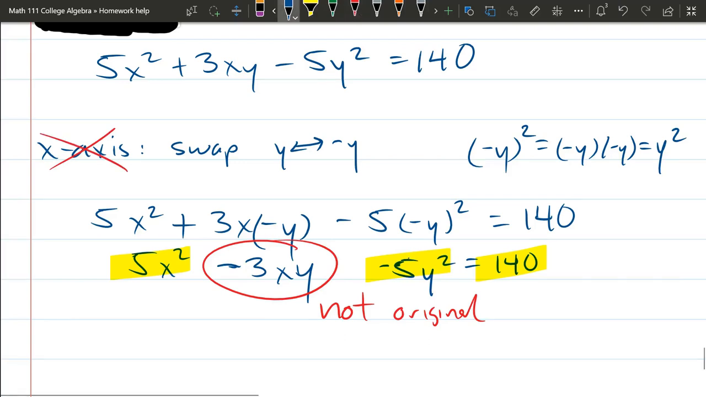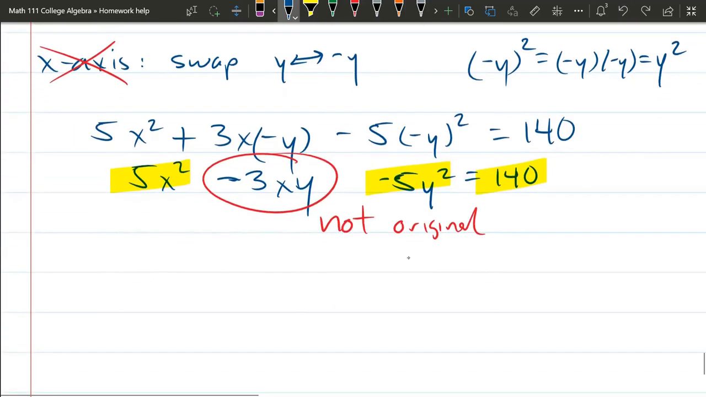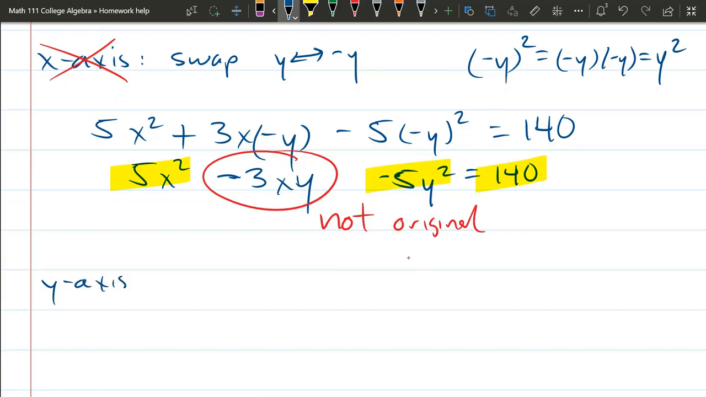Right, we failed x-axis. Normally, you'd try y-axis next, but if you look at the equation carefully, x and y act somewhat similarly. If I make x negative, that won't matter, but exactly what happened here is going to happen when I plug in negative x in the middle term, it'll become negative. And so it's going to fail y-axis as well. So what I'm going to do is just skip right to origin. Feel free to try y-axis.